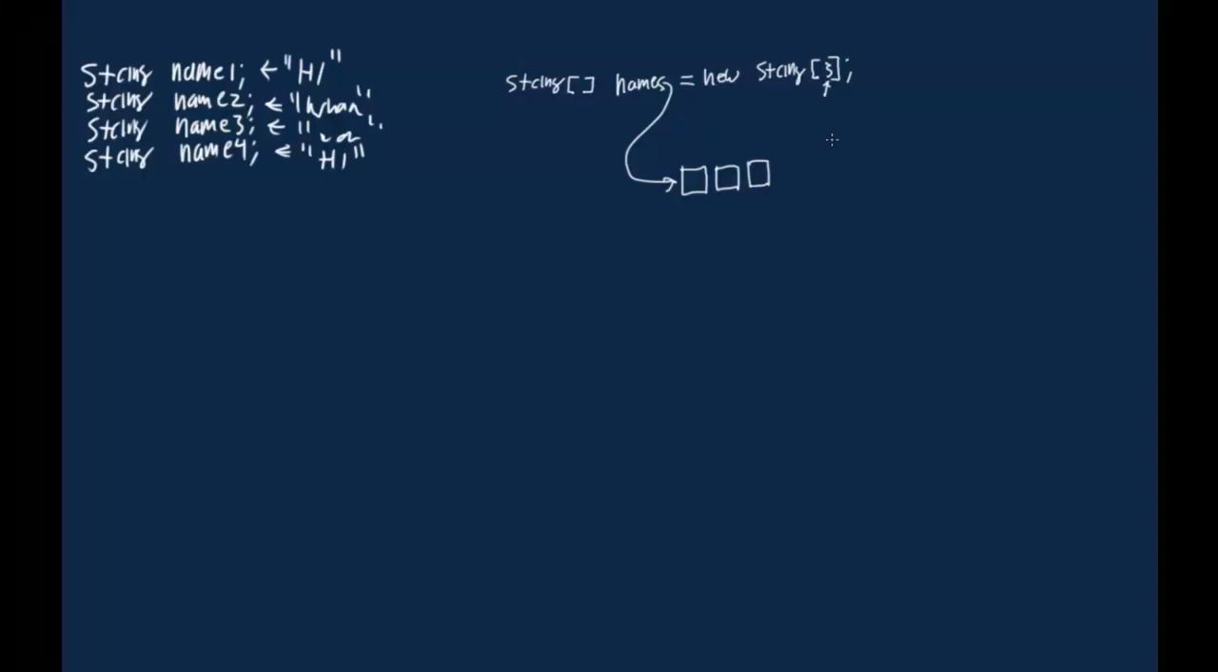So names has 3 slots, and each one of these slots can contain their own individual strings. So I can write a string literal right here, S1, and I can shove it in this slot. And I can write an S2 string literal, and I can shove it in this slot. And I can write an S3 variable, that's not even close, S3 variable, and I can shove it in this slot. An array has slots in it that allow us to contain multiple values.